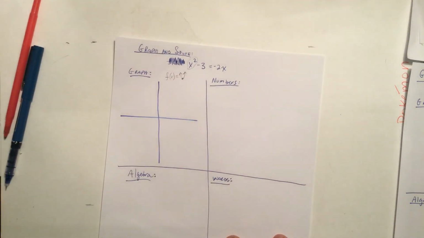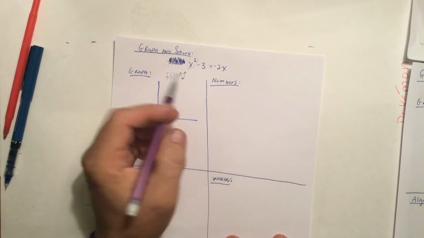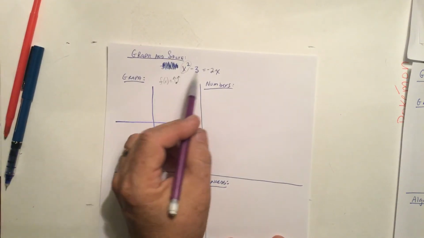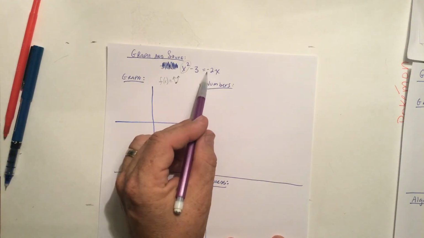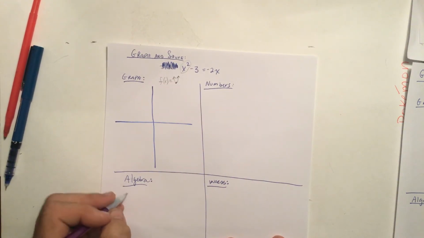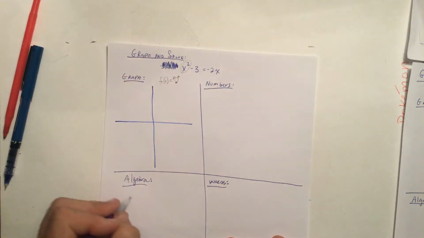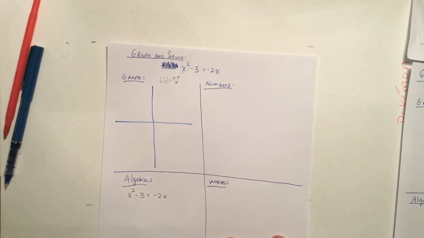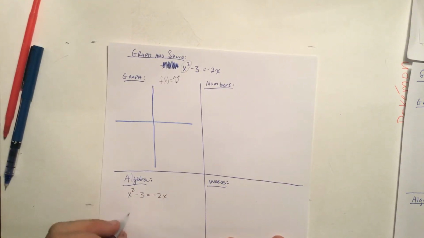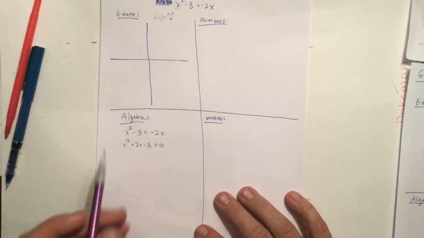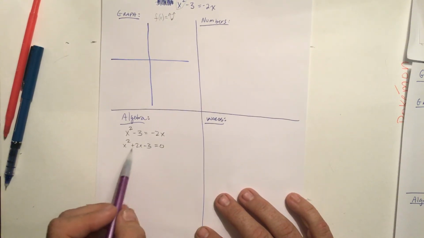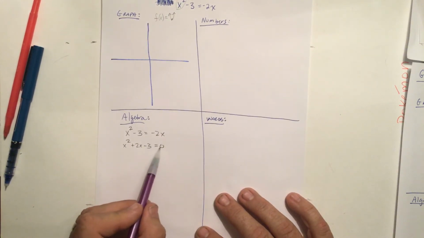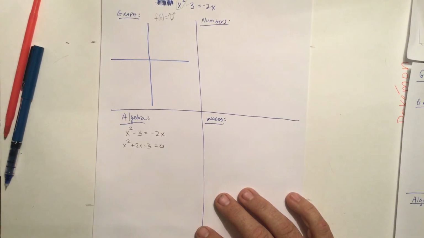So for me personally, when I see something like this and it's not clear what the vertex is, I always go to the x-intercepts first. So I'm going to take this, x squared minus 3 equals negative 2x, and I'm going to rearrange it. So I get x squared plus 2x minus 3 equals 0. Now I'm going to factor this piece because now I can find what x is because it said equal to 0.